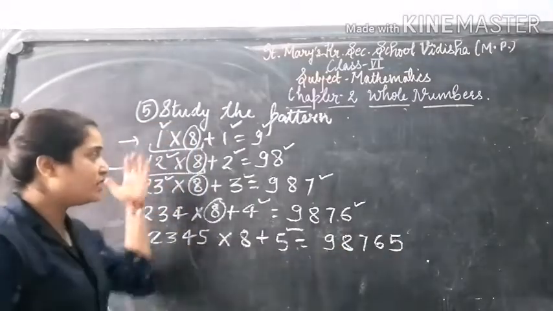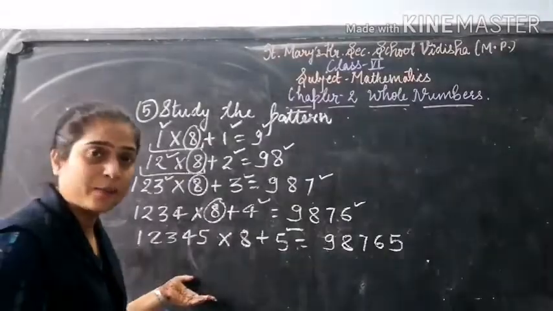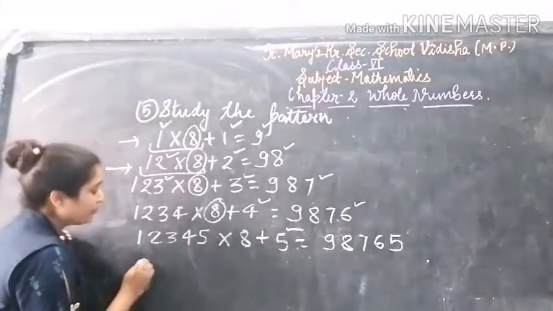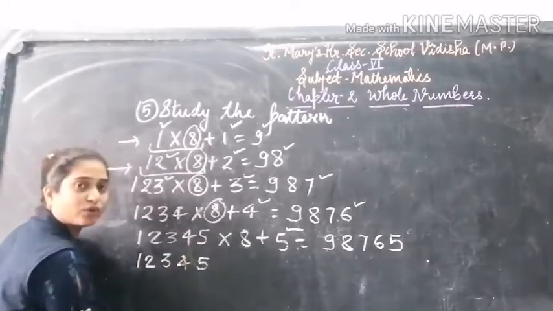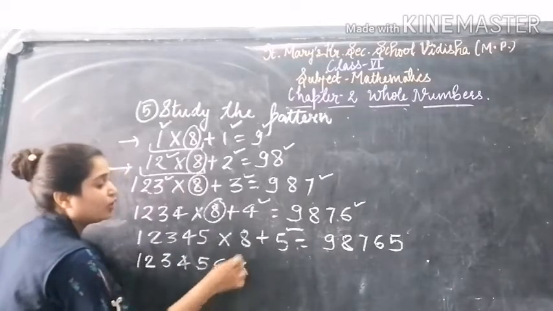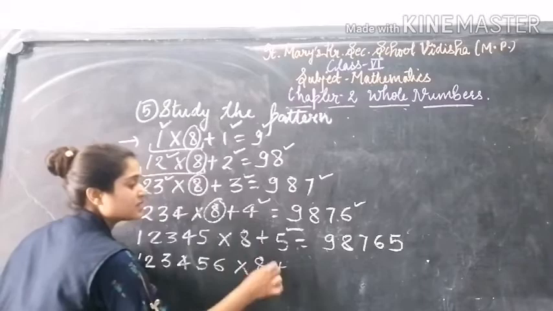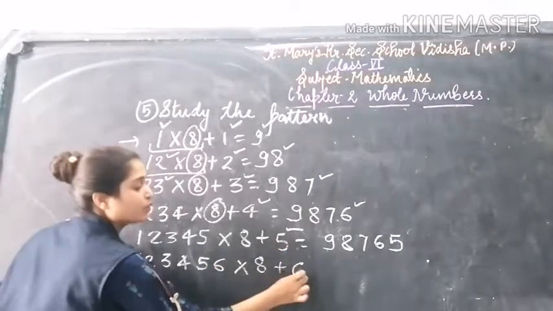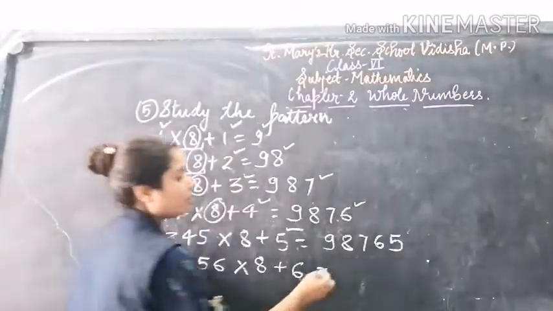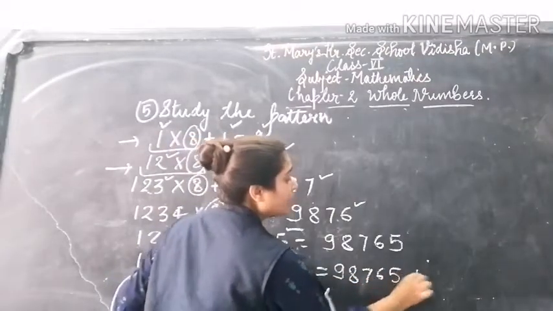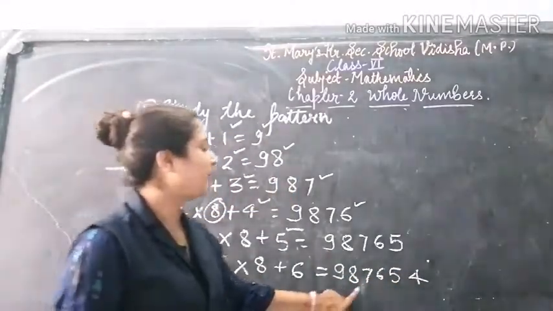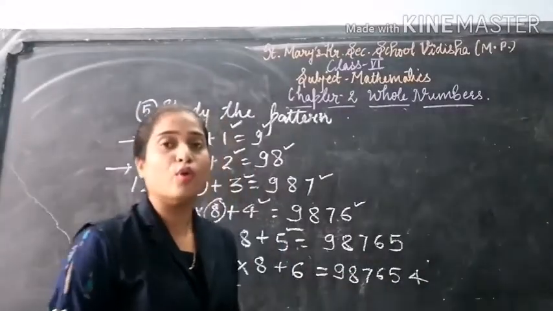So with this pattern we can write the next step also. What will be the next step? 1, 2, 3, 4, 5 and after 5, 6 will come. Into 8 will come as it is, plus after 5, 6 will come. So what will be the answer? Answer will be 9, 8, 7, 6, 5 and 4.